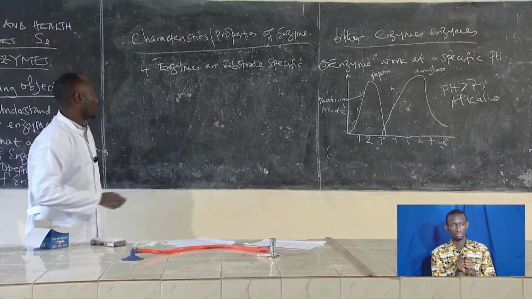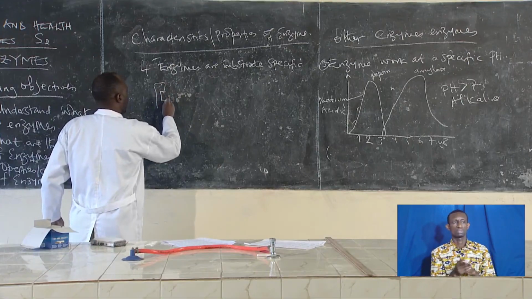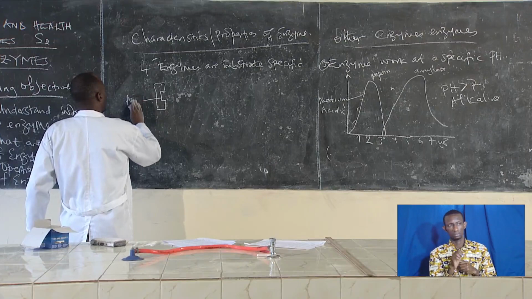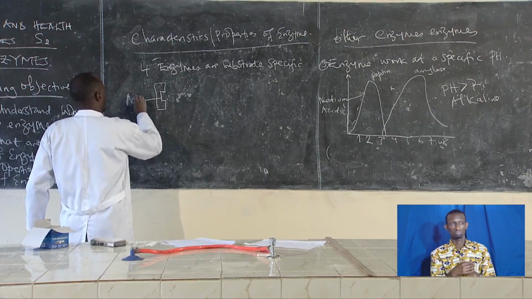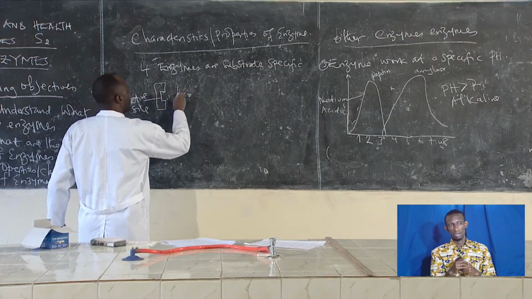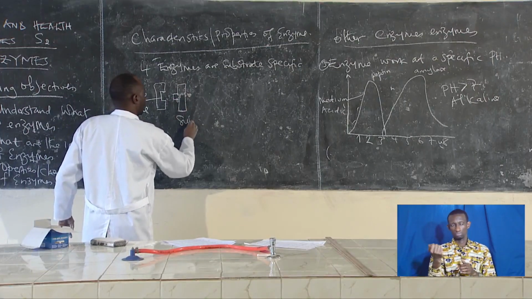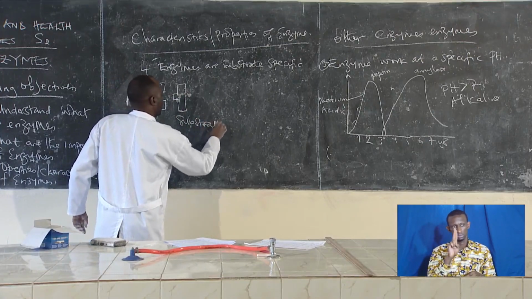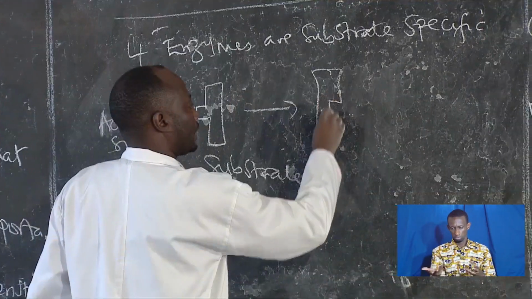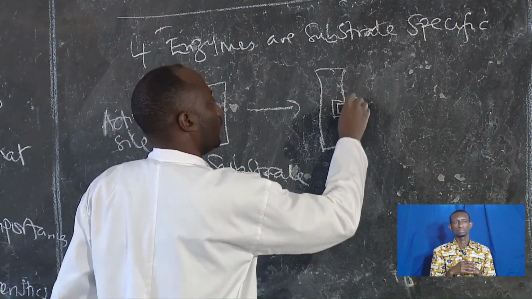Let me say this is supposed to be an enzyme, and every enzyme must have what you call an active site, where a substrate will come and bind. This is an example of a substrate. Then, after combining, we are going to have a diagram like that.